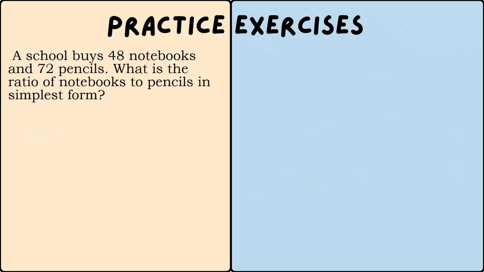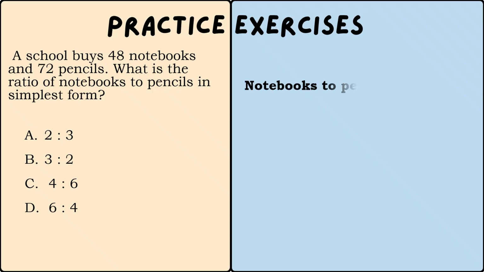A school buys 48 notebooks and 72 pencils. What is the ratio of notebooks to pencils in simplest form? A, 2 is to 3; B, 3 is to 2; C, 4 is to 6; or D, 6 is to 4? What do you think the answer?